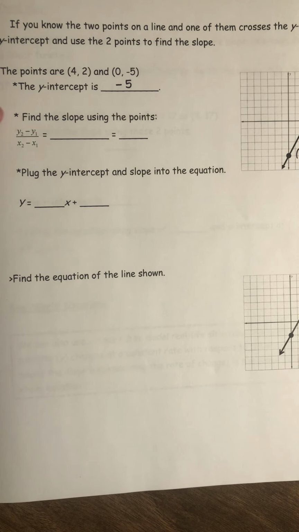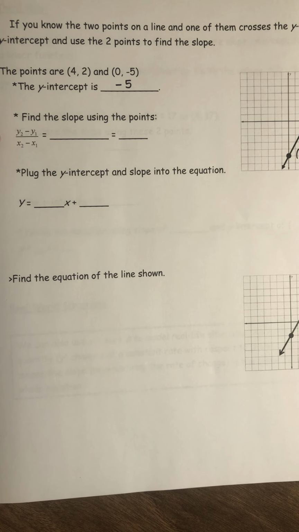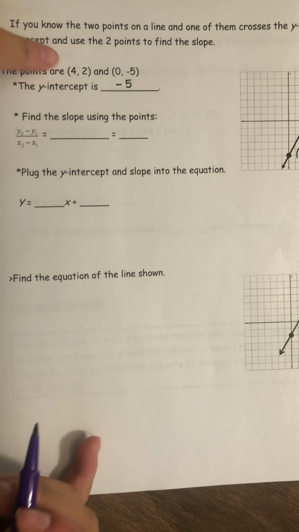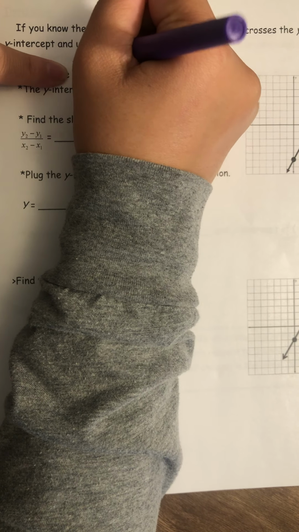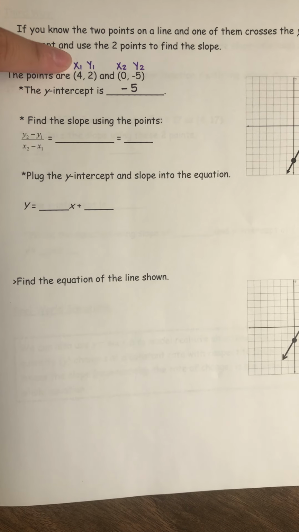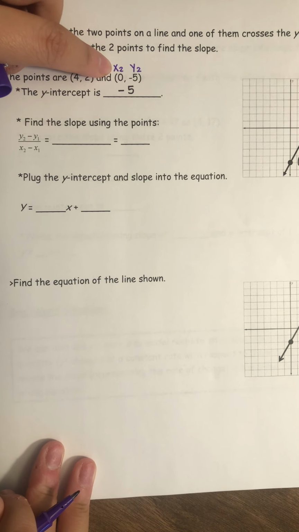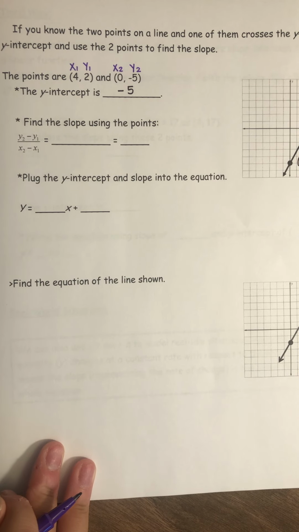All right. And then we can go ahead and find the slope using those 2 points, using this little formula right here. So this formula says y2 minus y1 over x2 minus x1. And what those y2 and x2 are referring to is, say this is our first point here, we can call this x1, y1, and x2, y2. And all that means is this is the x value of our first point, the y value of our first point, and then the x and y value of our second point. Okay?